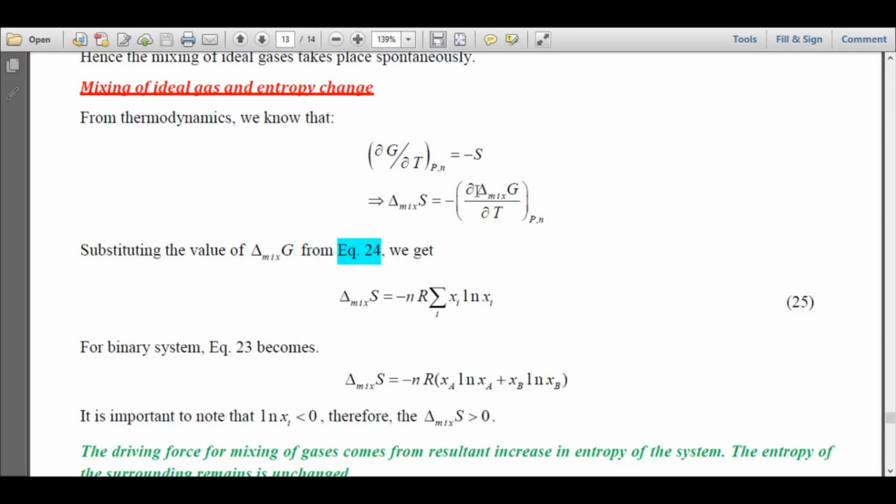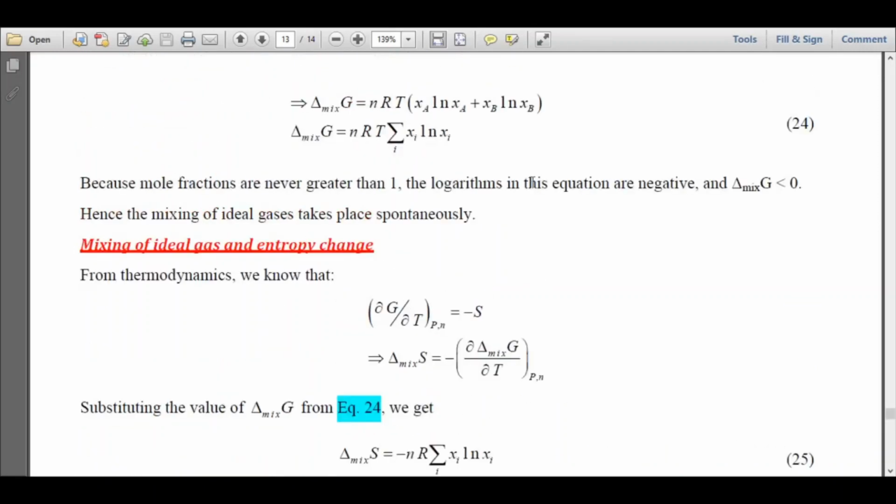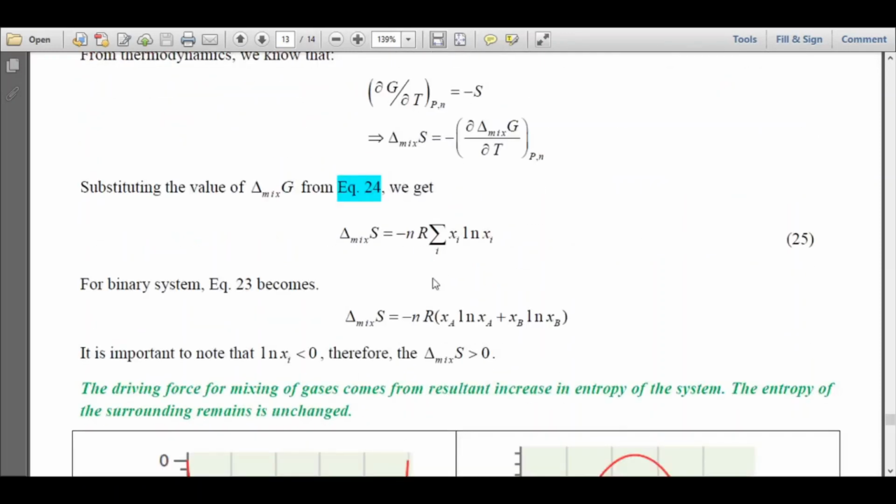Now I know this delta G mix. Just now we obtained this expression. What is this expression? This is the change in free energy of mixing of ideal gases. So we'll put the value of this expression from equation 24. Then we get the change in entropy of ideal gas mixing, and that comes out to be minus nR sum over xi ln xi. Mind you, for free energy change it was nRT sum over xi ln xi. For entropy it is minus nR sum over xi ln xi.